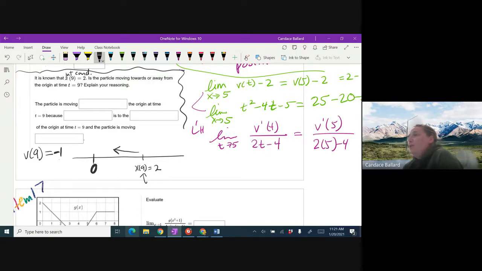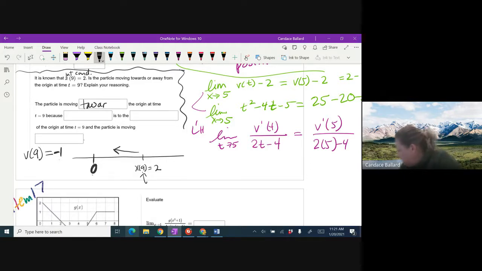Do you see how just drawing that much of a little picture, right? It's a number line. I know that the x value on my number line is 9. I know that my origin is at x equals 0 or t equals 0. And then I drew that picture. It was enough to tell me that I have to go back towards the origin. So we're going to say that we're moving towards the origin.